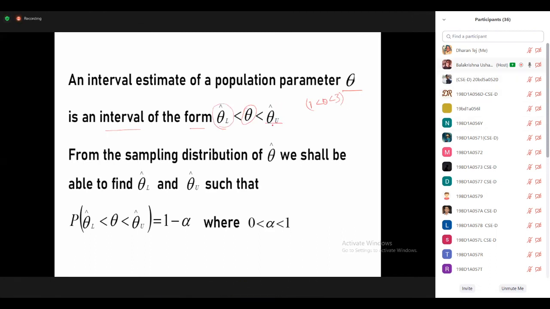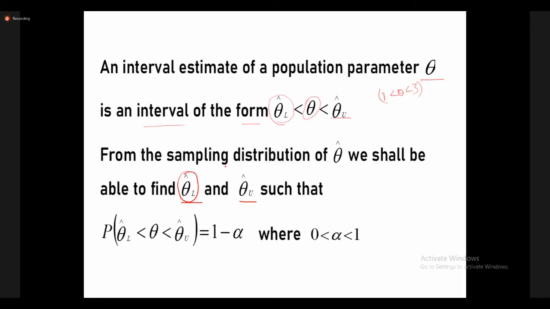Okay, these are the values. From the sampling distribution of theta cap, we shall be able to find these values. This one is called the lower bound. That's why we denoted it with suffix L. This is the lower bound of the actual parameter theta.